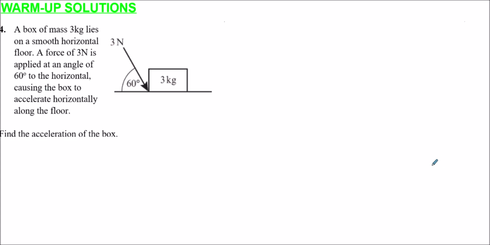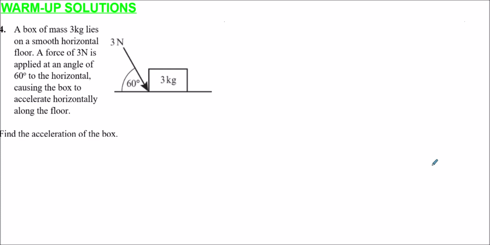Finally, warm-up question 4. We have a box of mass 3 kilograms. It lies on a smooth horizontal floor, so we can completely forget friction. Friction is not a concern we need to worry about. A force of 3 newtons is angled downwards at 60 degrees to horizontal, causing the box to accelerate horizontally along the floor. Find the acceleration of the box.